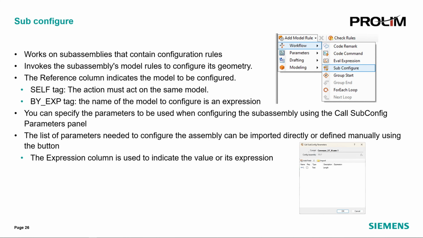So next we have the subconfigure model action. This subconfigure model action works on sub-assemblies that contain the configuration rules. Say for example you have a sub-assembly which already has defined configuration rules. So you can use this subconfigure model action and then use the specific input fields to define it in your step 5. In this we can set by expression, and then to define the specific parameters you can access this call subconfigure panel.